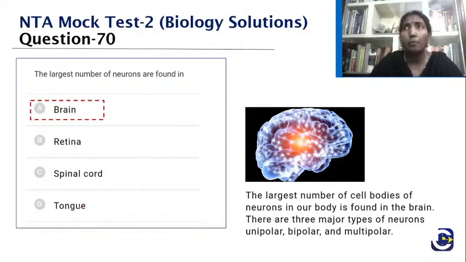So we have many types of neurons. We have our own way of classifying neurons in anatomy and physiology. But as they've said here, we have unipolar, bipolar, multipolar neurons, depending on the shape, and we have names depending on their functions. So many neurons are found in the brain. So the answer is brain.